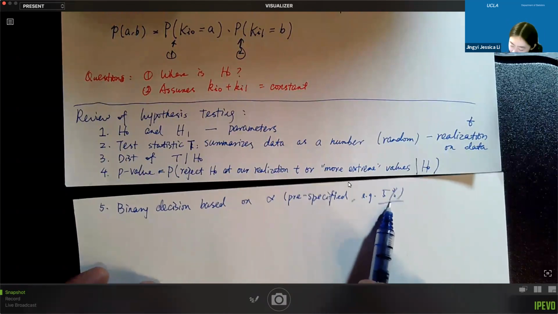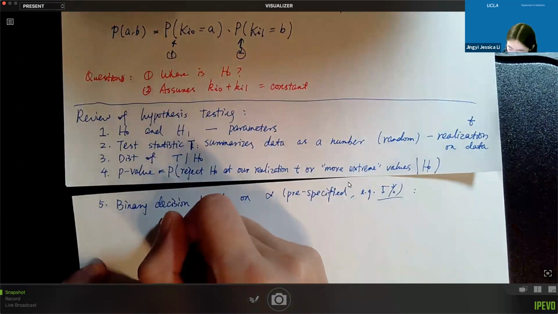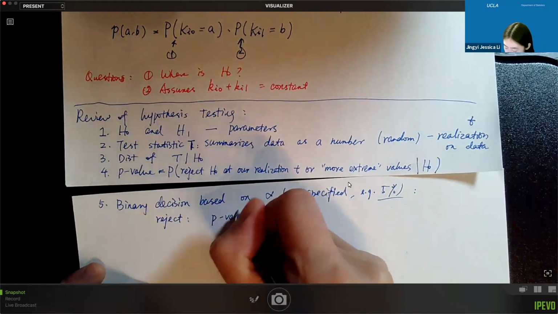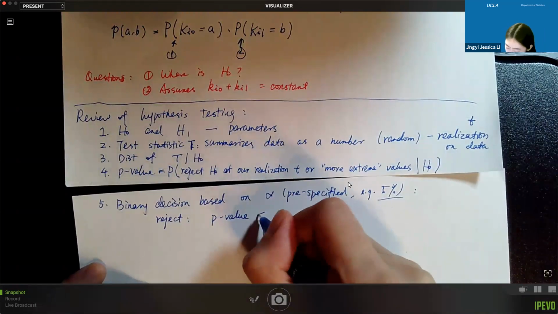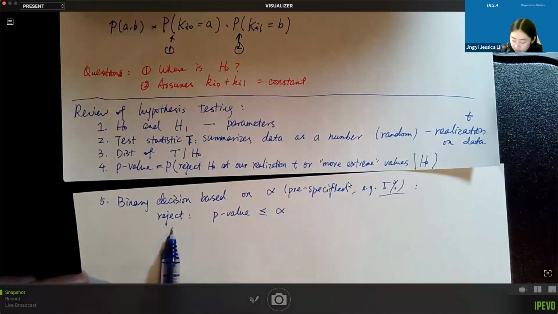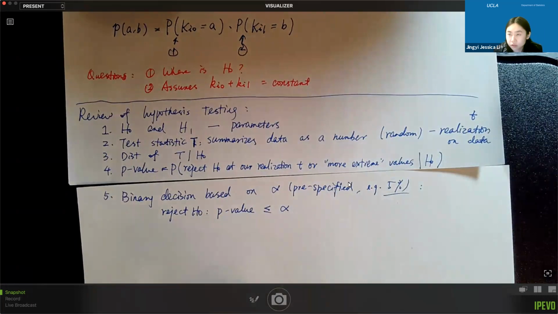Okay, so then the decision is based on the relative order of the p-value and alpha. If the p-value is less than or equal to alpha, you reject the null hypothesis. Otherwise, you do not reject the null hypothesis. So ultimately, your decision will be binary. That's how we call a gene DE or not. So these are the 5 steps for doing a hypothesis test.